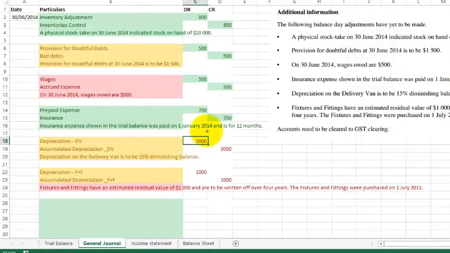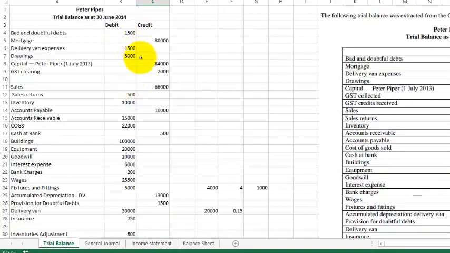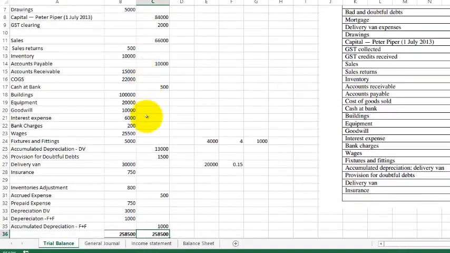I've put all these entries in, and that's the process, and now I'm ready to start doing the income statement and the balance sheet. It's really important that what you've got here, the trial balance, is totally adjusted from your adjustments, and I've done that and it still balances, which is great. So now I'm ready to go to the income statement.